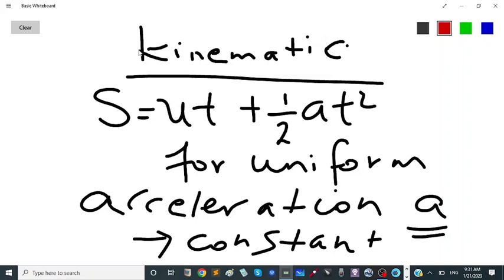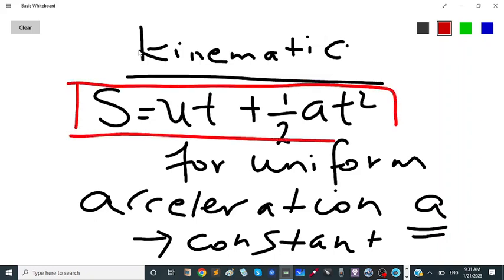Now once we know this formula, the displacement is equal to ut plus half of at square, and the acceleration is uniform, meaning constant. So we have initial velocity, time, and acceleration as physical parameters to determine the displacement of a physical body which is thrown freely through the air under the control of gravitational force.